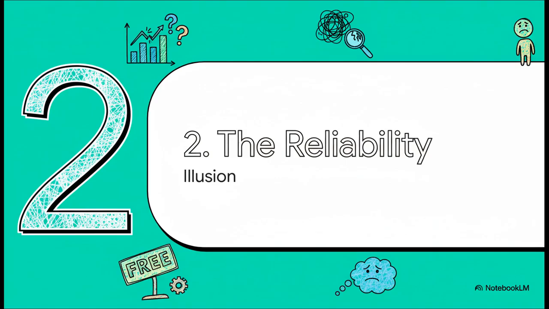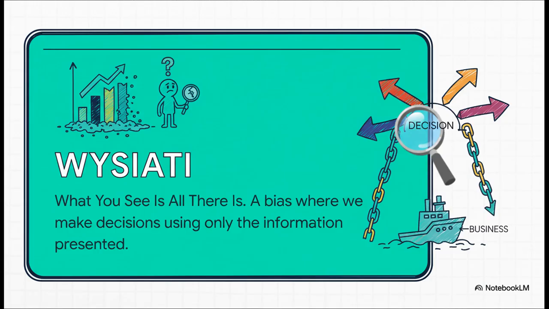All right, on to our second culprit. This one's a little sneakier and honestly a lot more dangerous. Let's call it the reliability illusion. This is where your data doesn't just waste your time, it actively points you in the wrong direction. One of the biggest psychological traps here is a cognitive bias called WYSIATI. It's an acronym that stands for What You See Is All There Is. Basically, it's our brain's default setting to make big decisions using only the info that's right in front of our face. This makes us super overconfident because we're not even thinking about what we can't see.